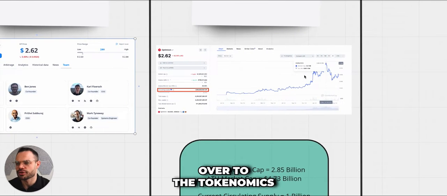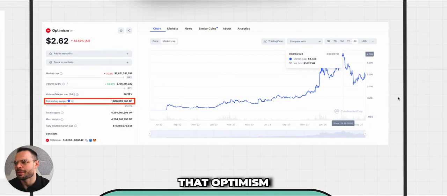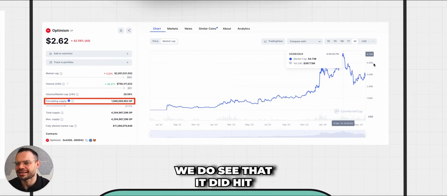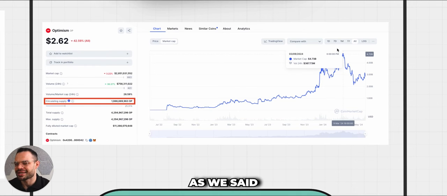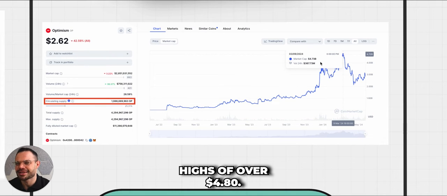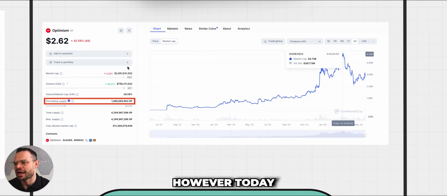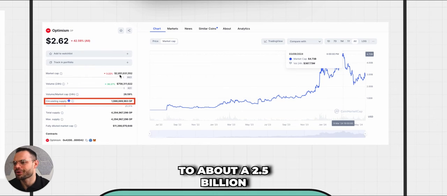So as we move over to the tokenomics, we can see here that Optimism is currently trading at a price of about $2.62. We do see that it did hit market cap all-time highs a few weeks ago in March, as we said, when it was putting in those price highs of over $4.80. So we did hit a market cap of over 4.7 billion. However, today we're back down to about a 2.85 billion overall market cap. We can see that Optimism is the 43rd largest cryptocurrency by overall market cap.